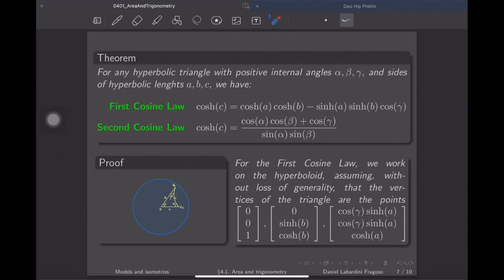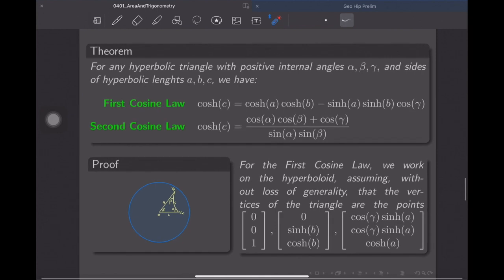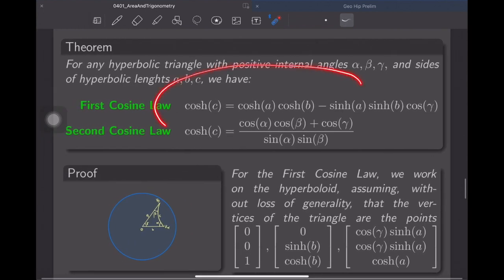So I'm going to take any hyperbolic triangle with positive internal angles alpha, beta, gamma, and the lengths of the sides to be A, B, C. So you see, it's kind of as usual. If the angle is alpha, then the opposite length is A. If the angle is beta, the opposite length is B. If the angle is gamma, the opposite length is C. That's the correspondence. And these are the formulas for the cosine laws.